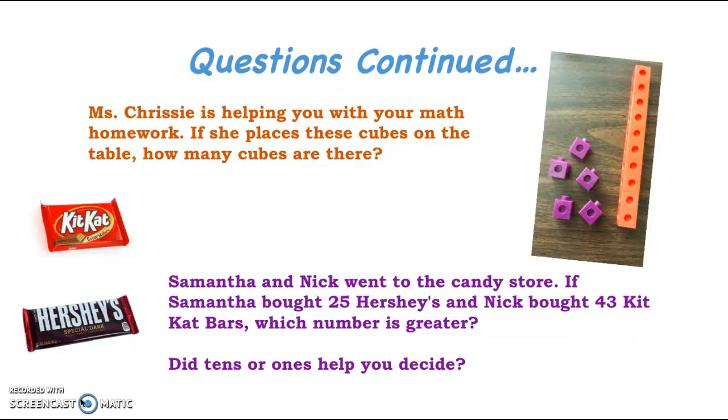The last question is, Samantha and Nick went to the candy store. If Samantha bought 25 Hershey's and Nick bought 43 Kit Kat bars, which number is greater? And then, did the tens or the ones help you decide? This is really getting at place value and understanding numbers that are greater than, less than, or equal to each other.